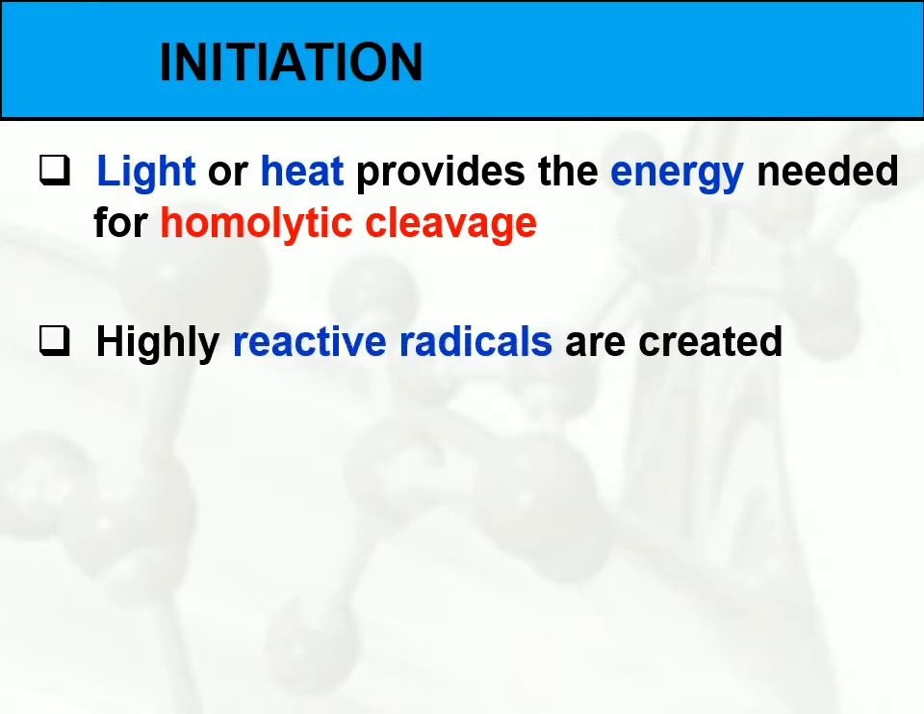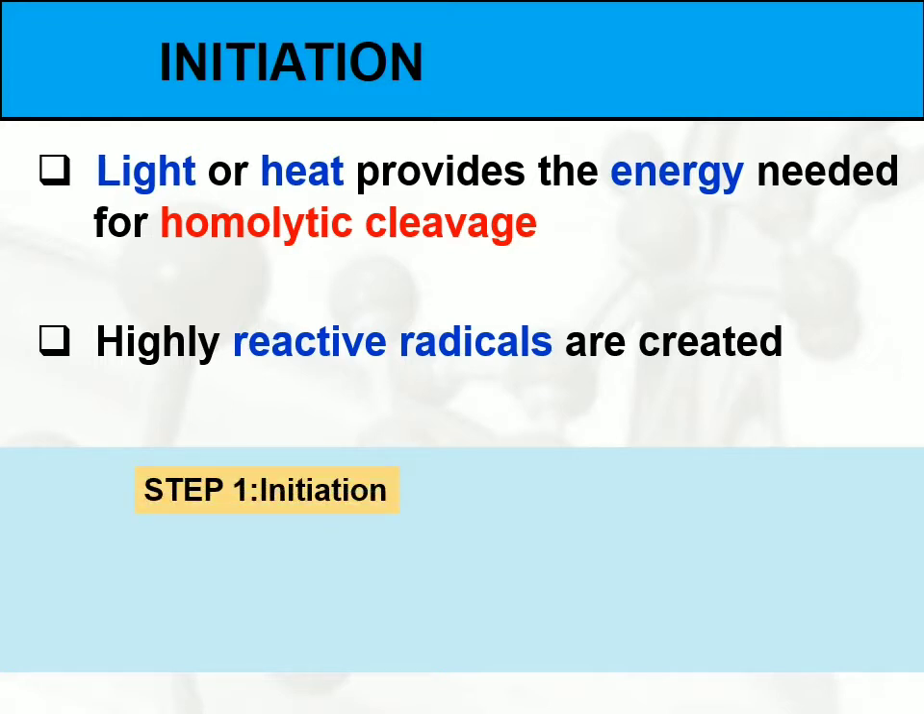Then highly reactive radicals will be created and carried to the next reaction, which is propagation. For initiation, step 1, we have one equation where homolytic cleavage happens. Using the previous example, the chlorine will undergo homolytic cleavage, where the single bond breaks symmetrically, so one electron goes to each chlorine atom. You will have two chlorine free radicals.